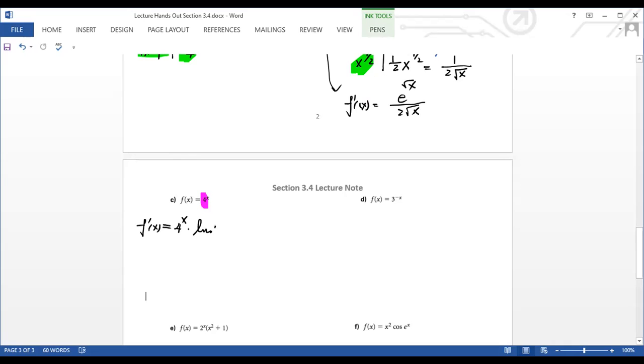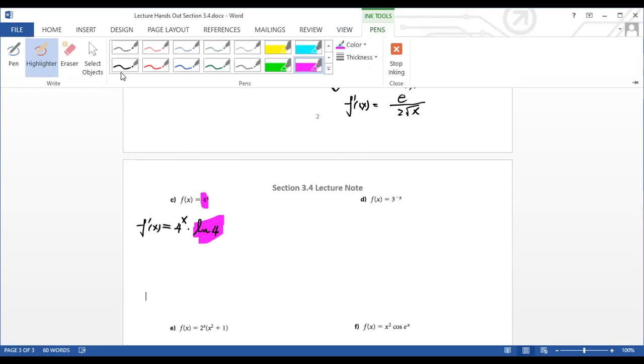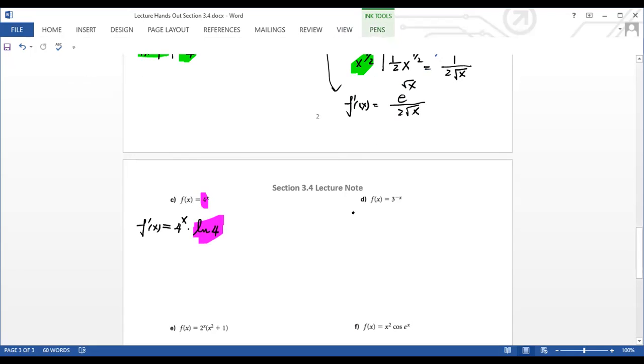Natural log what? Natural log 4, right? Don't forget, I need to adjust the constant. Okay, now let's take a look at these ones here. This is f prime x here, right?